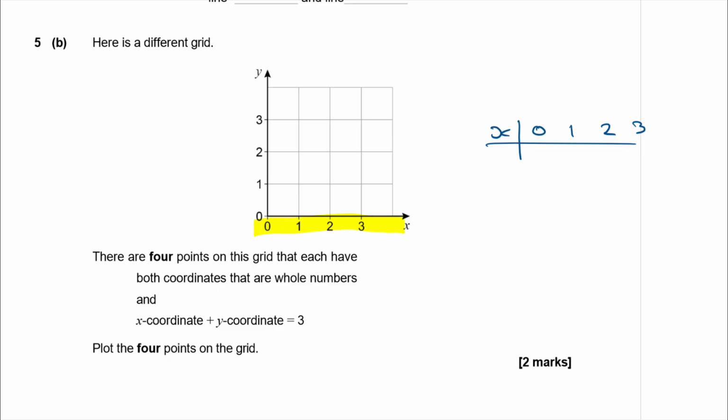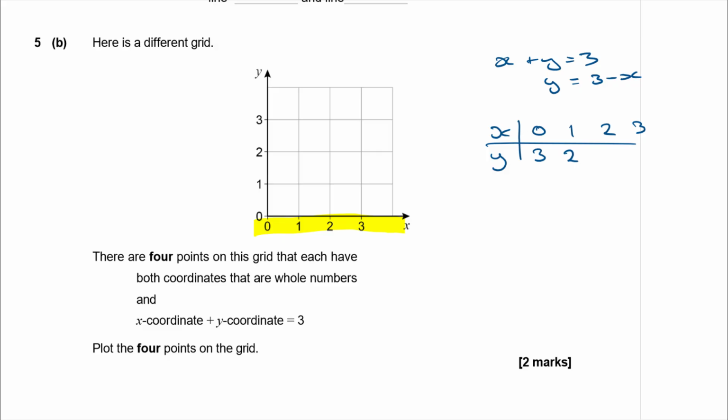Now, if I want the x coordinate plus the y coordinate equals 3, then what I need to do is take 3 and subtract the x coordinate. I'm going to get y then, isn't it? So if x plus y is equal to 3, then y is equal to 3 minus x. So whatever the x value is, if I take it away from 3, I'm going to get the y value. So when x is 0, y is 3 minus 0, that's 3. When x is 1, then y is 3 minus 1, that's 2.